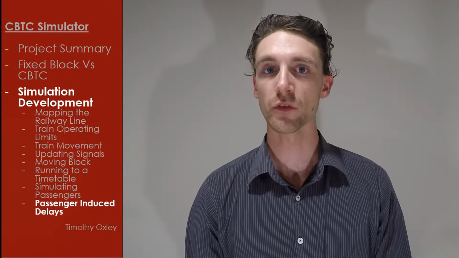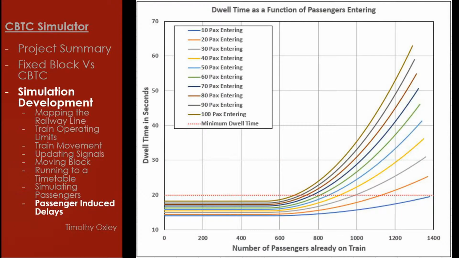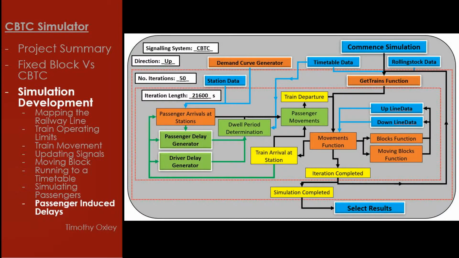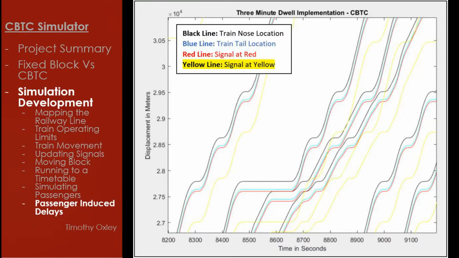Simulating passenger-induced delays. The volume of passengers transferring between a platform and a train at each stop influences how long a train is required to be stationary at the platform. By modelling this relationship in the passenger delay generator, the resulting dwell periods are transferred to the dwell period determination function. Other delays can be influenced by the activities of the train driver, such as a need to go to the bathroom or to assist disabled passengers to board and depart trains. These are simulated to occur at random for each station stop.